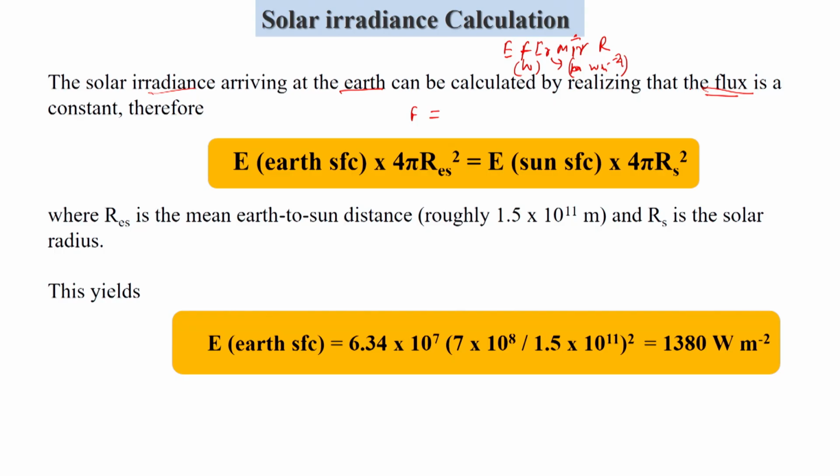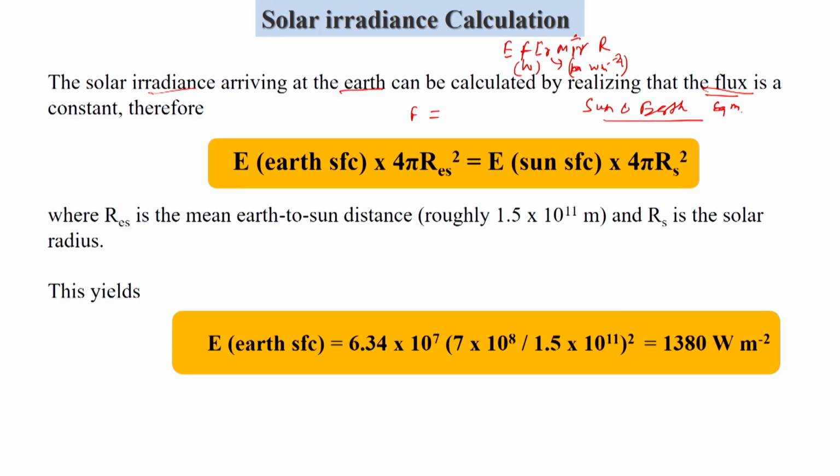So if the flux is constant and there is equilibrium between sun and earth, the temperature equilibrium, what will happen? The energy that is emitted from the earth should be equal to the energy that is coming from the sun's surface. So these two have to be in equilibrium, otherwise this system will not work.